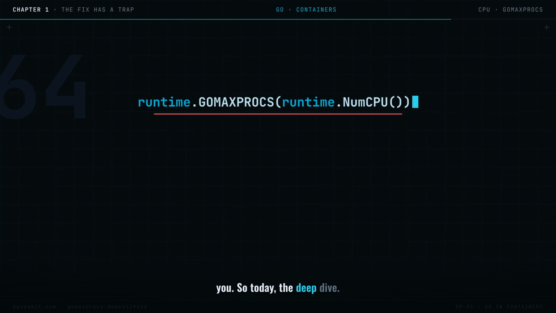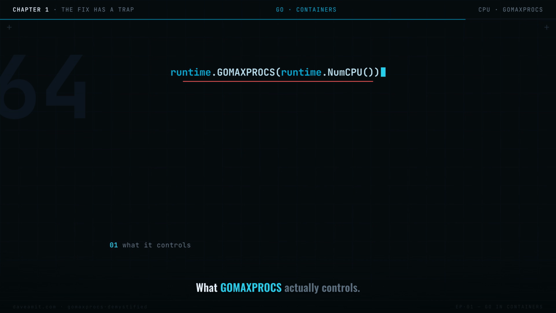So today, the deep dive. What GOMAXPROCS actually controls, how the new cgroup-aware default computes its numbers, including for that half a CPU, and how to avoid quietly opting back into 2015.